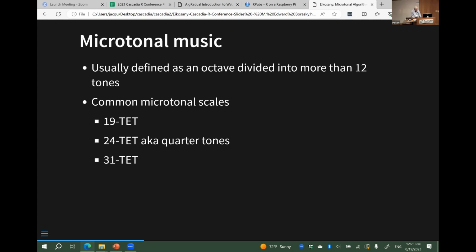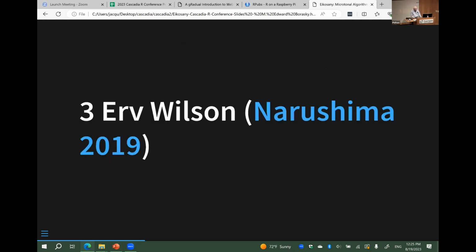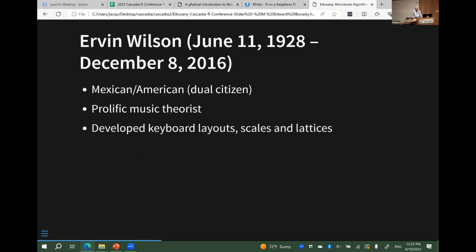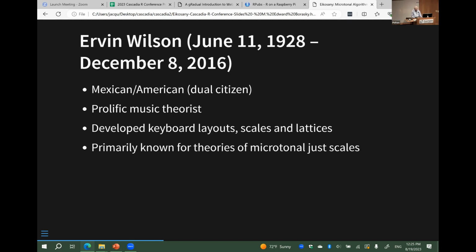And 31 TET. Oh, okay, now we get to Erv Wilson. This is the interesting stuff. He was a Mexican-American prolific music theorist. He spent almost his entire life developing these theories. He developed keyboard layouts, he developed scales and algorithms for generating scales, and lattices for explaining how the notes in the scales related to each other. And he's primarily known for his theories of microtonal just scales.